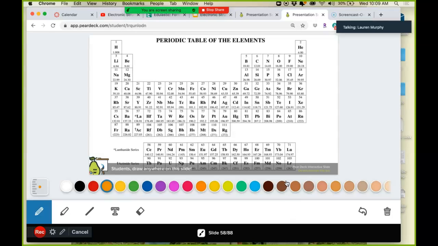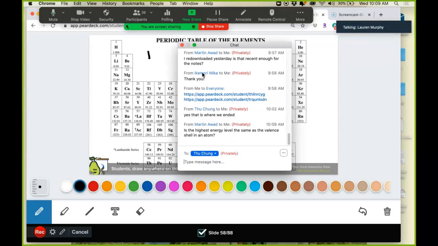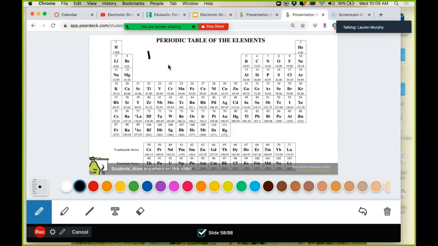Okay, so having said that, I'm going to erase everything now. And we're going to read the periodic table like a book. So I start on the first energy level, 1. Someone has a question? Martin asked if the highest energy level was the same as the valence shell. Yes, it is. The valence shell, the outermost shell.